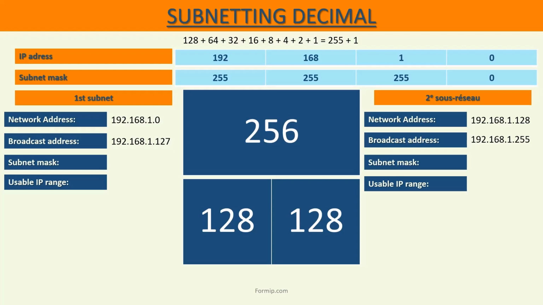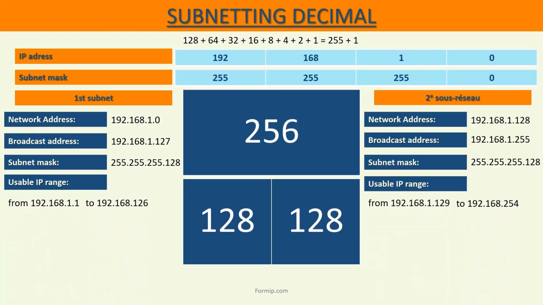Then, to know the subnet mask, we subtract 128 from 256, which is the basis of our method, which gives a mask of 255.255.255.128. And finally, we can deduce the usable IP addresses. The first IP address that can be assigned to a host is the one after the network address. And the last IP is simply the penultimate, i.e. just before the broadcast address.